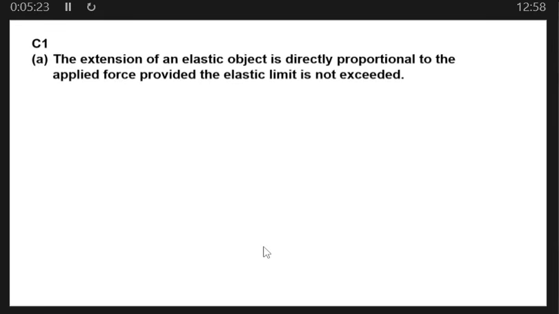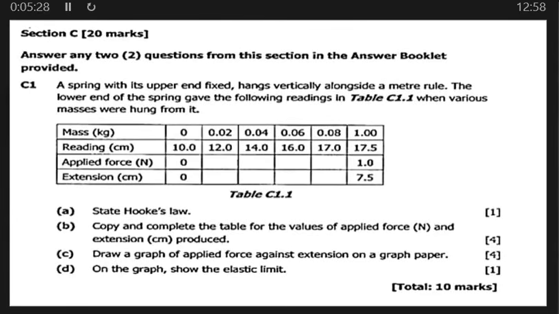All right, so let's go to B. What is B saying here? B is saying copy and complete the table for the values of applied force in newtons and extension in centimeters produced. So here we are told we should copy this table and complete it for the values of applied force. So we must complete it by putting the values of applied force here and the values for extension here where they have left the blank spaces. All right, so let's go and see how we should do it.